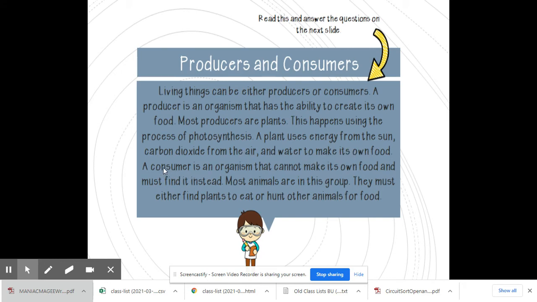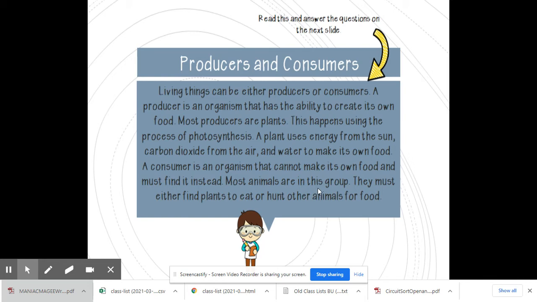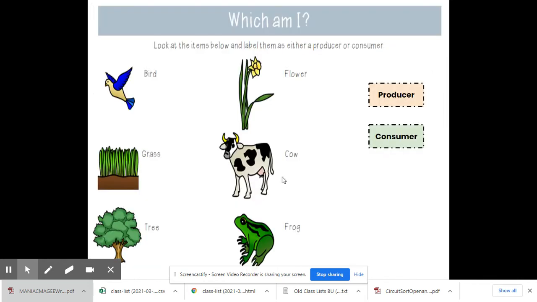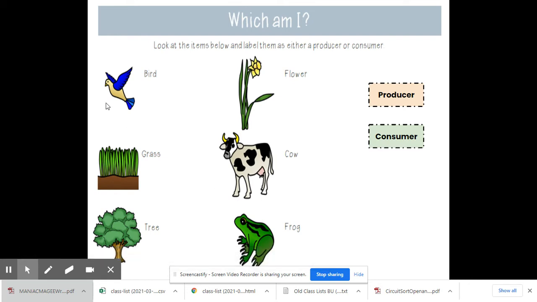A consumer is an organism that cannot make their own food and must find it instead. Most animals fall into this group of being a consumer. They either find plants to eat, remember those are herbivores, or maybe they hunt other animals, which would be a carnivore if they eat only other animals, and an omnivore is a mixture of an animal that eats plants and animals.